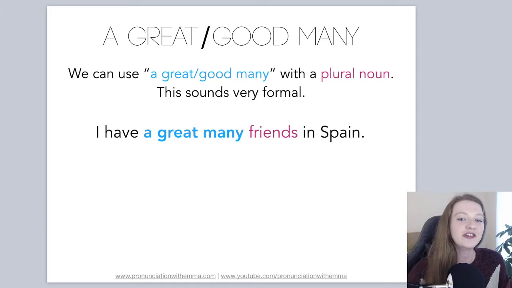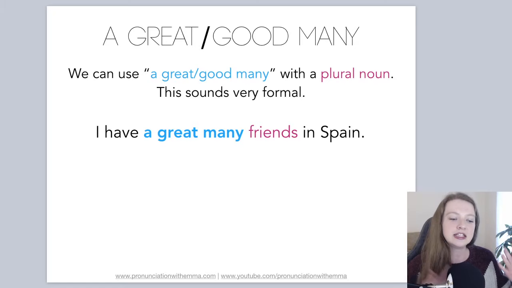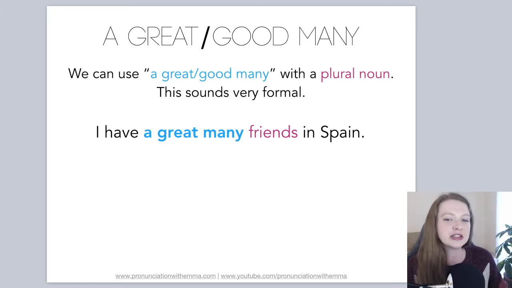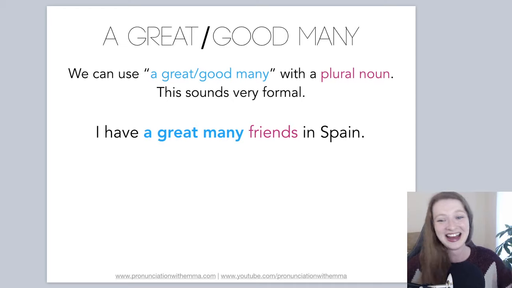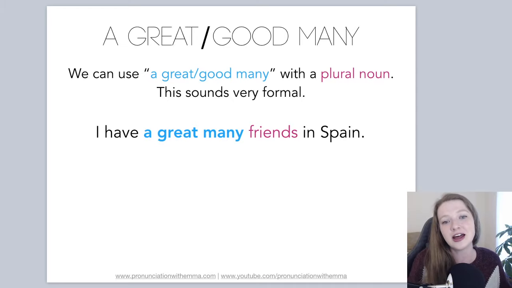So I have a great many friends in Spain, or I have a good many friends in Spain. The difference between I have many friends in Spain and I have a great or good many friends in Spain is that many just sounds more everyday. It doesn't sound formal or anything like that.